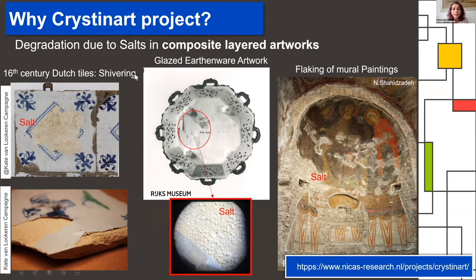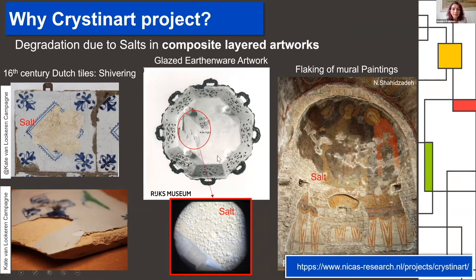And if we look at materials and artworks such as sculptures, ceramics, archaeological objects, and some paintings, mural paintings, we can see that with time and because of the interplay between salt crystallization, environmental change, temperature and relative humidity and the materials properties, we have a degradation due to the fact that salt can crystallize. And then as you can see on the left side in these old Dutch tiles, we can have the shivering of the glaze at the top or here the delamination.